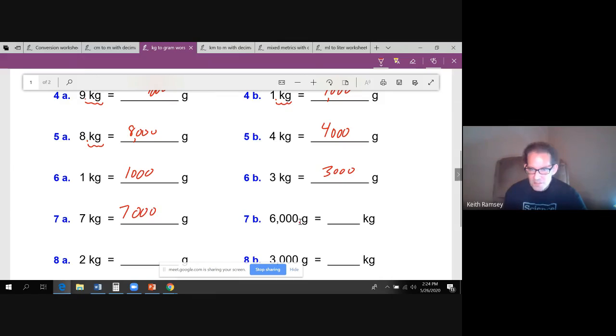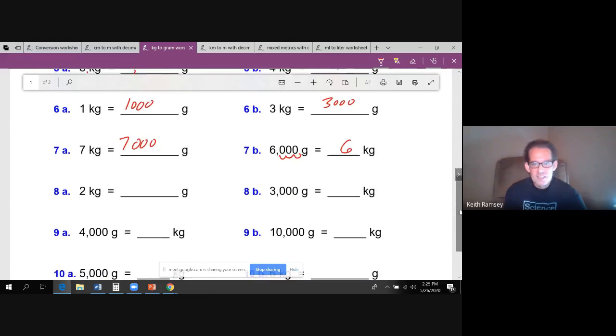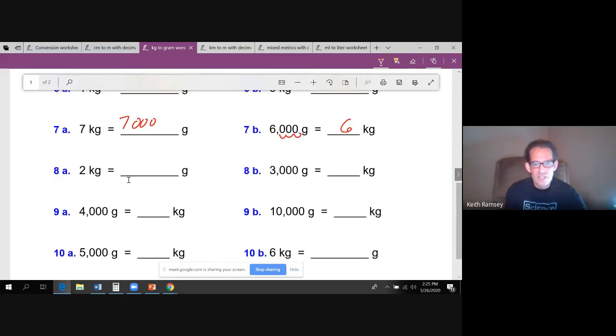Here's my decimal. Now I'm moving it to the left 3 steps. Once, twice, 3 times. So this would just be 6 kilograms. Take a minute and see if you can do 8 through 10 on your own, and just let me know if you have any questions.